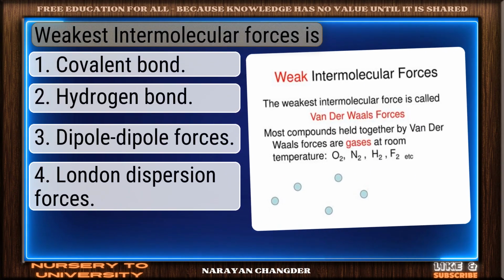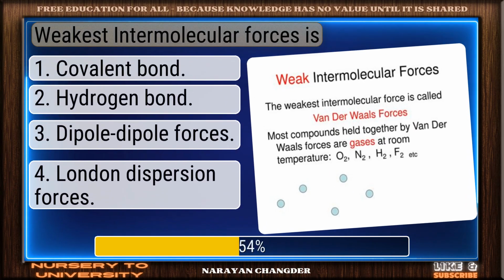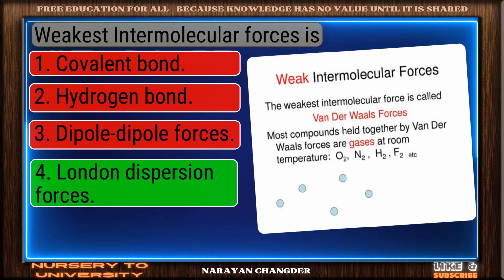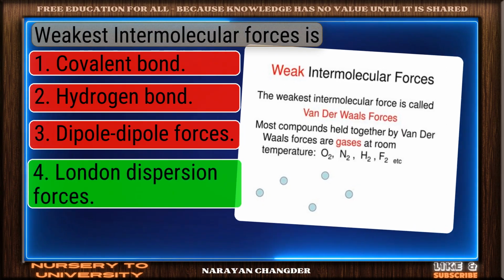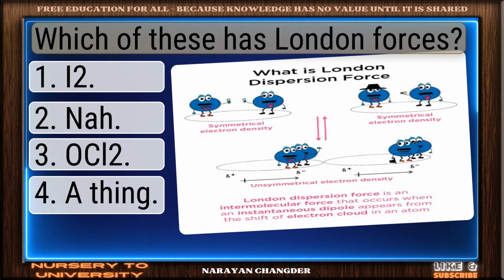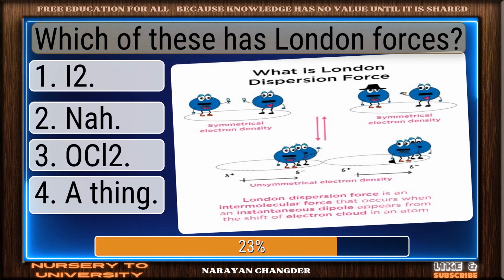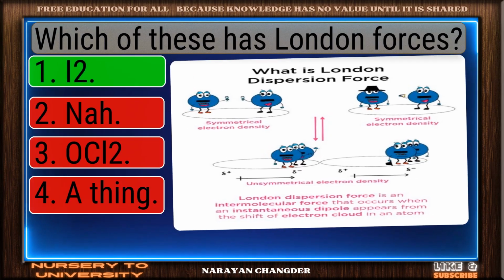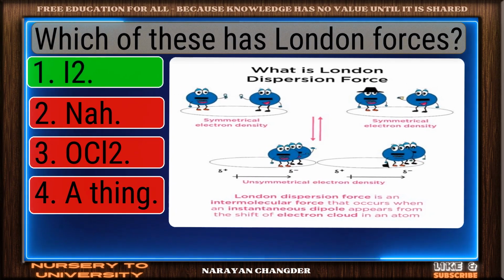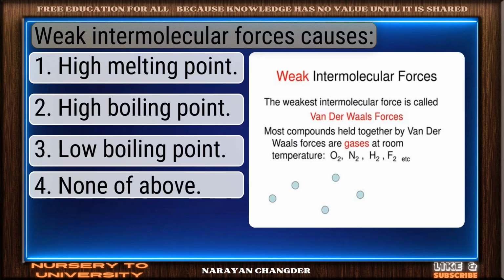Weakest intermolecular force is. You chose London dispersion forces, and it is correct. Which of these has London forces? Good thinking. I2 is the right answer.